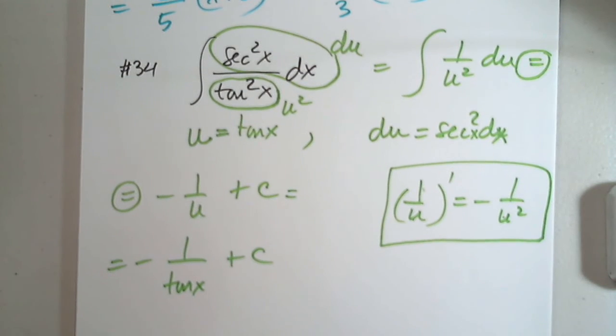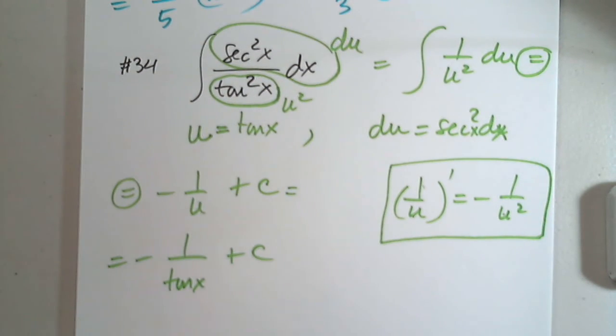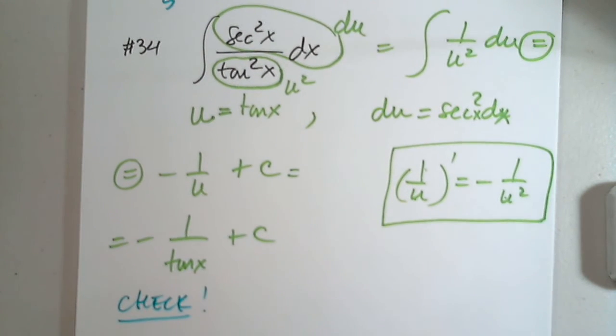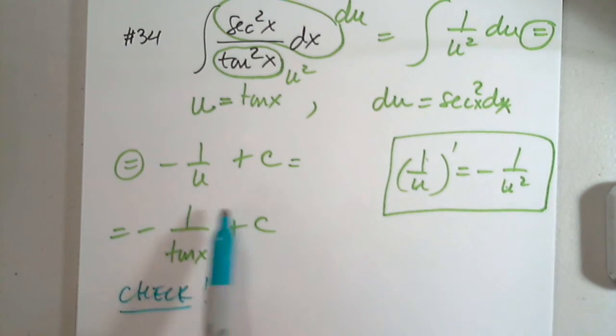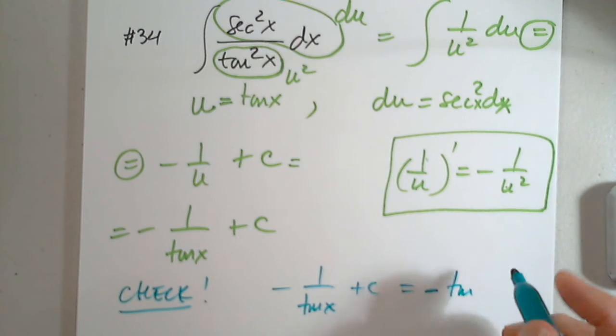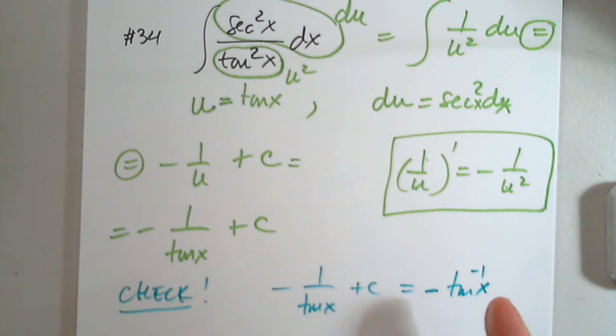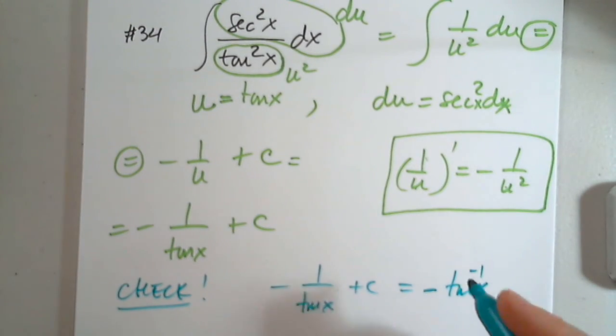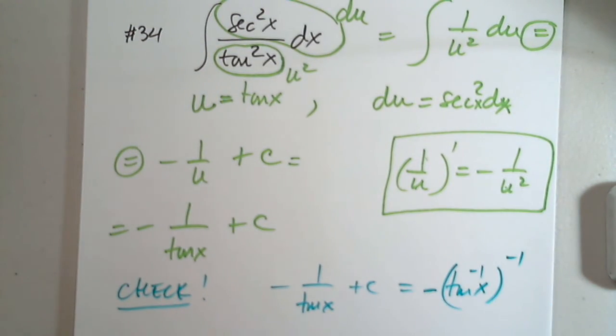Now you can say stop and show me that this is correct. Yes, I can, by checking. Okay, I will differentiate negative 1 over tangent x plus a constant c. First of all, I'm going to write it like this. Maybe I should not write it like this; I should write it like this, so I don't want you to think that this is the inverse function. Please make sure you understand that this is not arctangent. That's why I mostly write arctangent and not tangent inverse, not to be confused with 1 over.